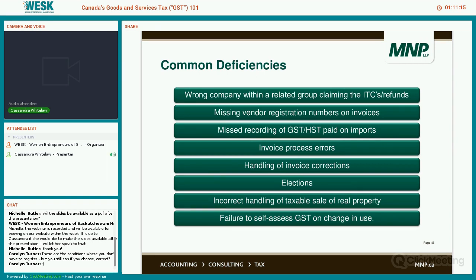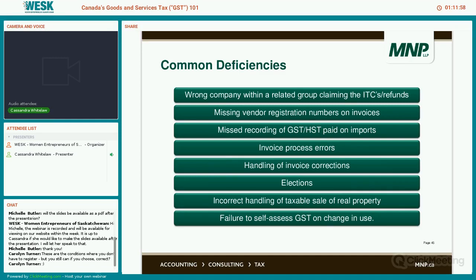So finally, we'll wrap up with just some common deficiencies we see people making when they're dealing with GST. One of the big ones is if there's an associated group, oftentimes the wrong company will try and claim the ITC. So if you're dealing with multiple companies, just make sure that the one that's claiming the ITC is the one that's actually entitled to it. The other thing is if you're trying to claim an ITC and the vendor's GST number is not on the invoice, that ITC will be disallowed. They do give you the opportunity to go back to the supplier to get the GST number, but it's easier if you just make sure that any invoices that you're paying GST on have that vendor registration number.